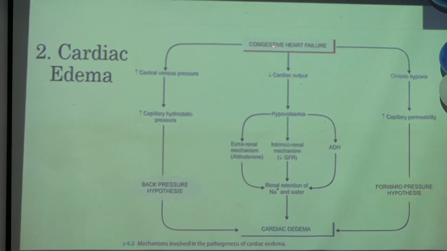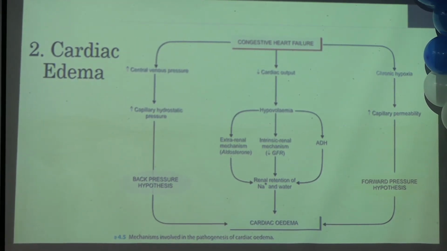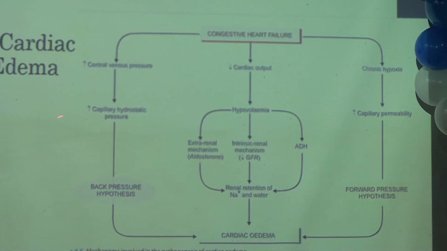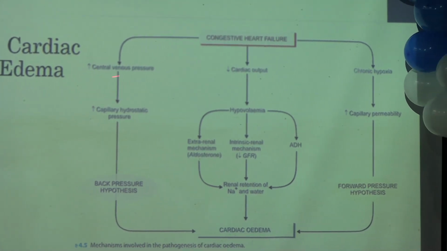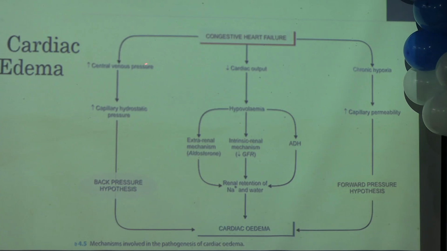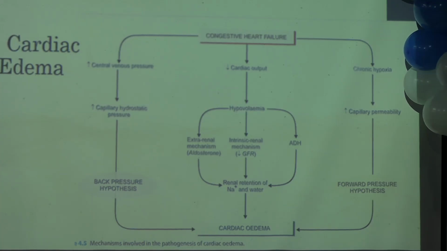Next is cardiac edema. In cardiac edema, the cause is congestive heart failure. What will happen in congestive heart failure? We'll have three important parameters. One is an increase in the central venous pressure. So which pressure will increase? It's written here already. Capillary hydrostatic pressure. You remember the arteriolar end and the venular end. If there is congestion at the venular end, there will be an increase in the hydrostatic pressure, and this will lead to the back pressure hypothesis resulting in cardiac edema.